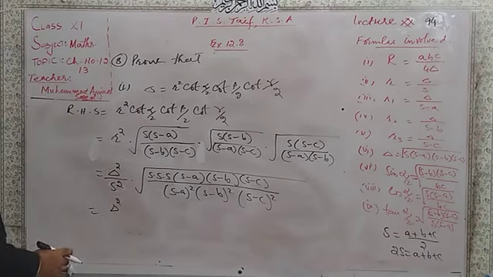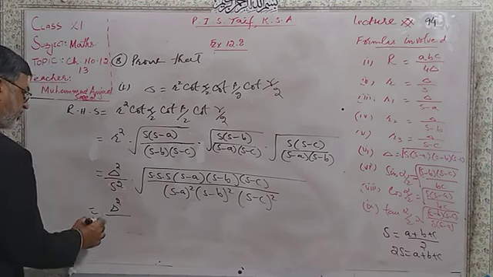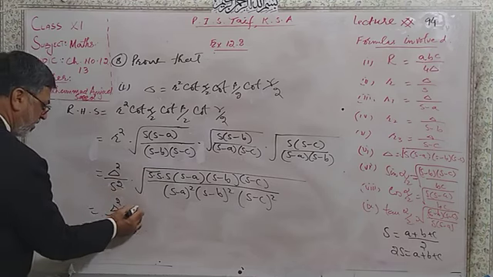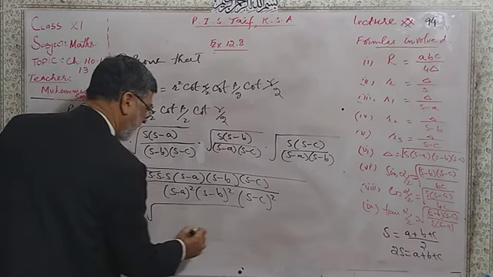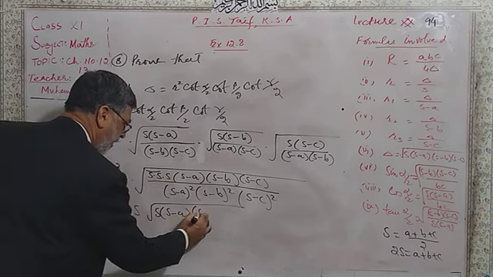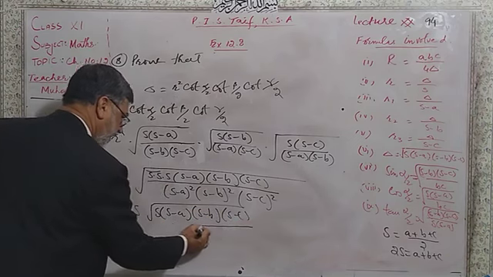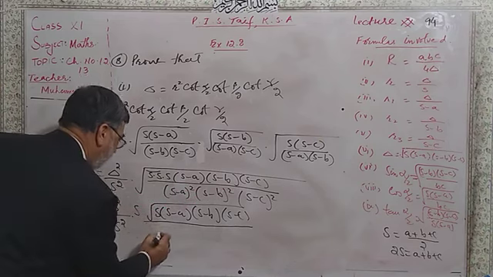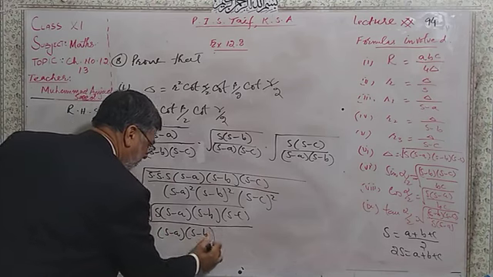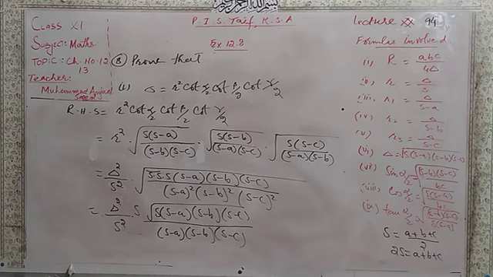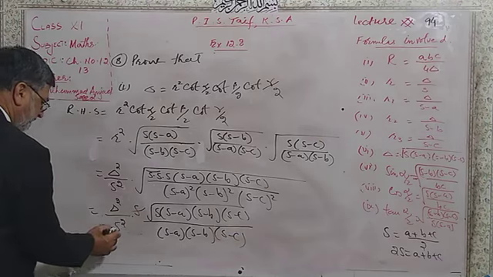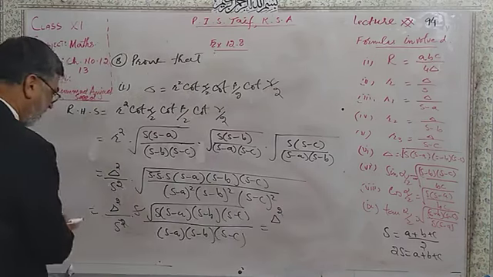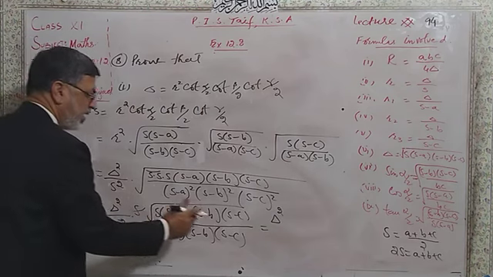You have delta square over s square. Take one s from this double, from inside. Here you can have s into s minus a, s minus b, s minus c, and all the terms in the denominator are squared terms. So they will come out as a single value: s minus a, s minus b, s minus c. This one s is cancelled with this one s. So dear students, you can have delta square, and this is delta.